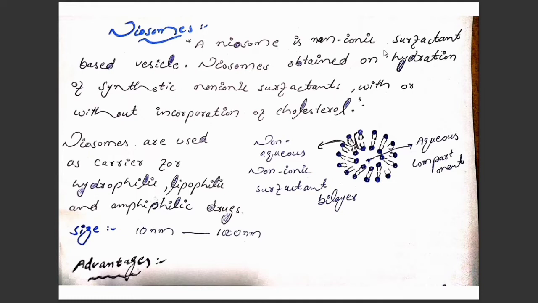Today we will discuss a new drug carrier system which is called the Niosomes. A Niosome is a non-ionic surfactant based vesicle. Niosomes are made up of a non-ionic surfactant.